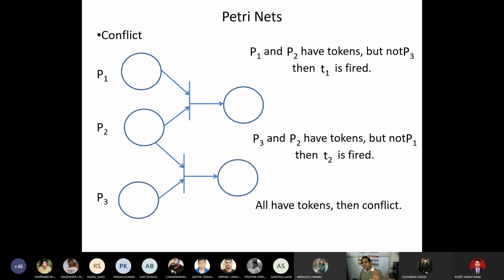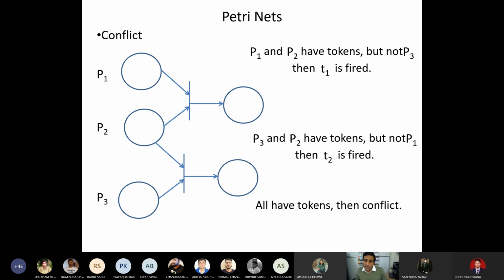So you need to define some sort of policies. If there are these sorts of conflicts, you need to decide: either T1 is allowed first, or maybe T2 is allowed first. Through those policies you can decide which one of the transitions should get fired first. That can be defined by some sort of policy, but you can understand there is a conflict, because two things cannot be fired.